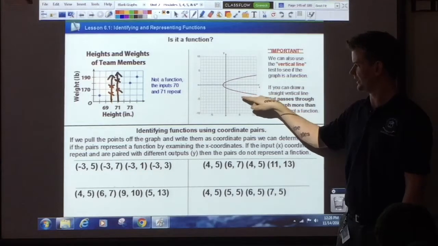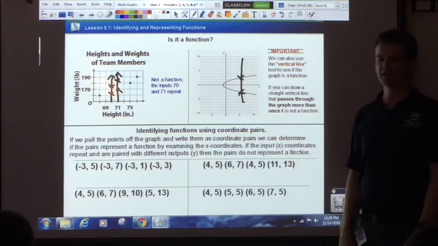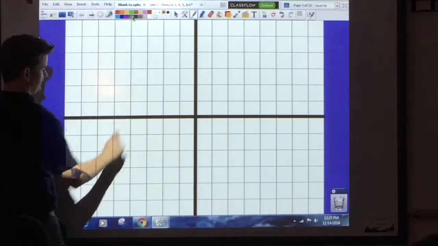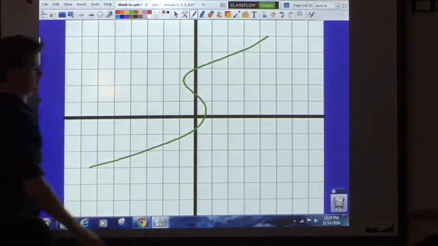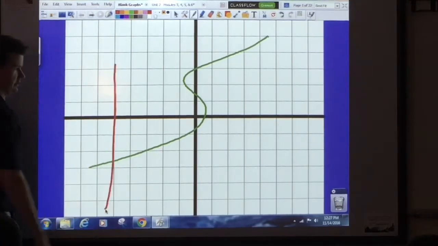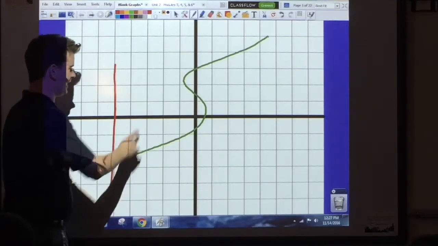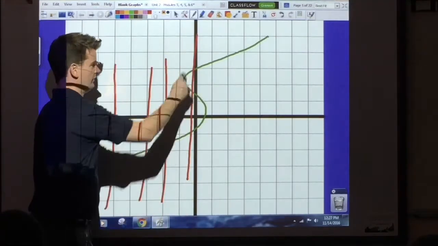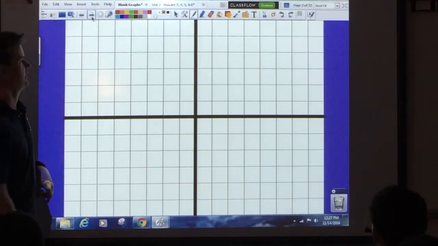So I draw a vertical line here. Does it fail? Yes, because it hits it here and here. I also want to point out, if I were to draw something like this, is that going to be a function? No. Although it passes the vertical line test here, remember, if it fails anywhere along the graph, it's not a function. So it passes here, it would pass here, it would pass here. But would it pass here? No. Fails, fails, fails. That is not a function.